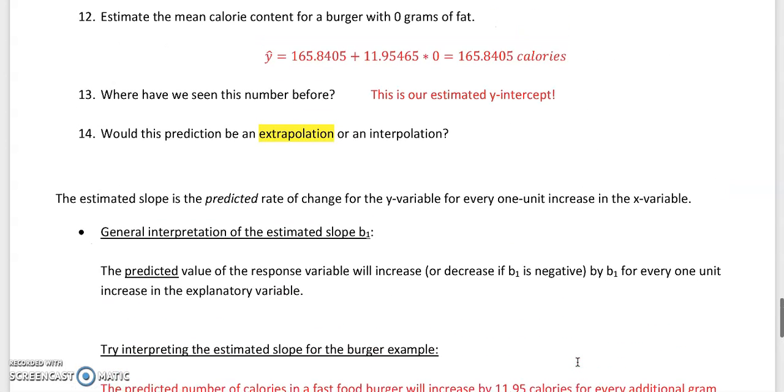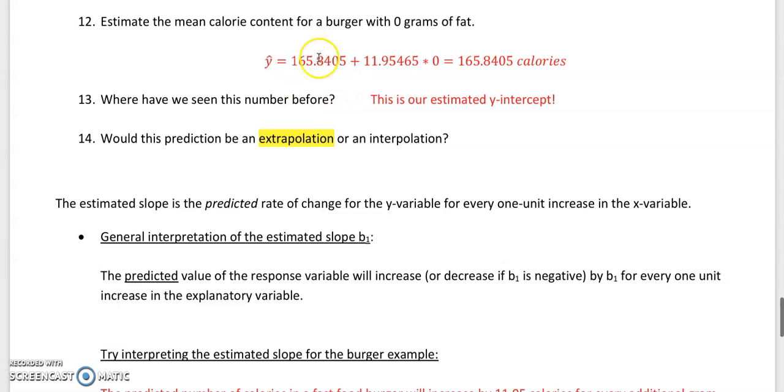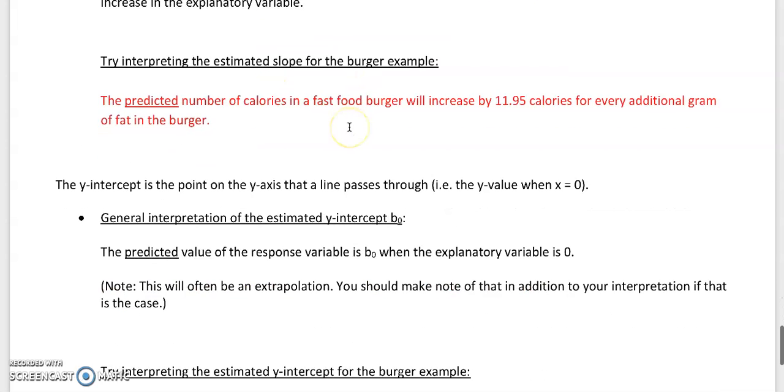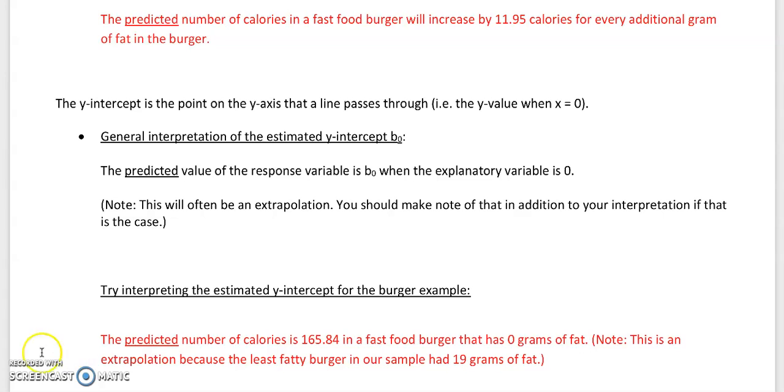So for this one, our y-intercept was 165.84. And so we could say that the predicted number of calories is 165.84 in a fast food burger that has 0 grams of fat. And a lot of times, this predicted number of calories will be an extrapolation. A lot of times we won't have data anywhere near an x value of 0. So for this example, we didn't have any burgers where the grams of fat were 0.